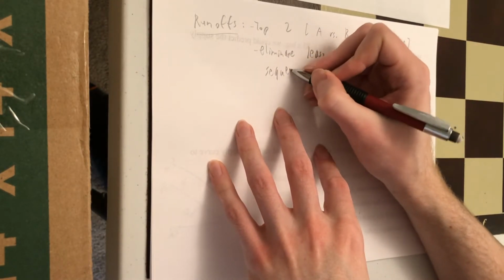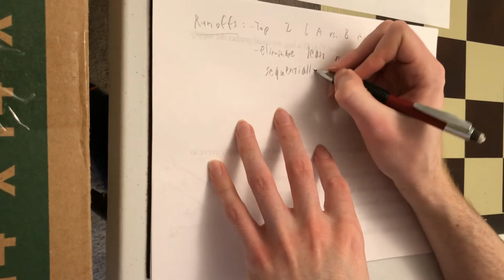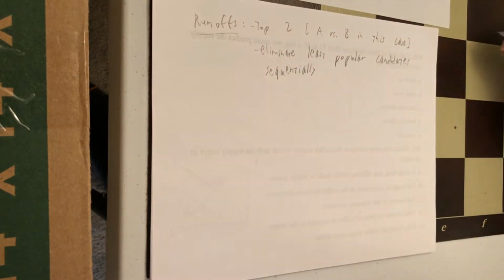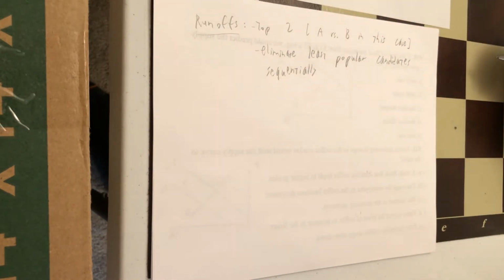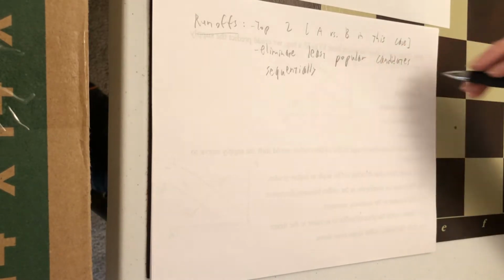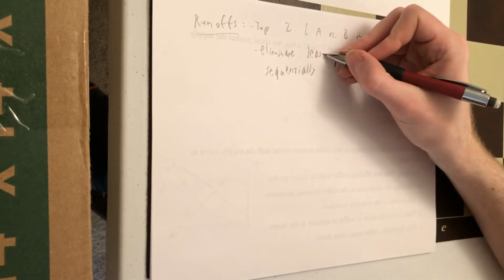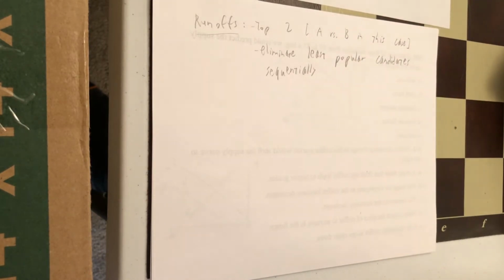So again, these two are equivalent in this case, but if you had, say, four candidates, A, B, C, and D was even less popular, you'd eliminate D first, have A versus B versus C, and then you eliminate the least popular one there, which is C again, and you go on to A versus B. So you have multiple rounds until you get down to someone getting a majority.